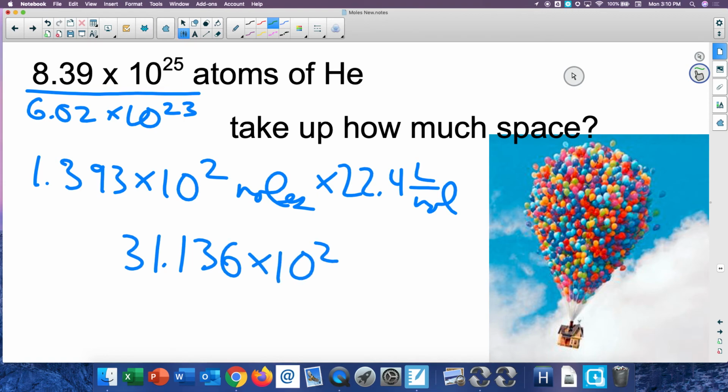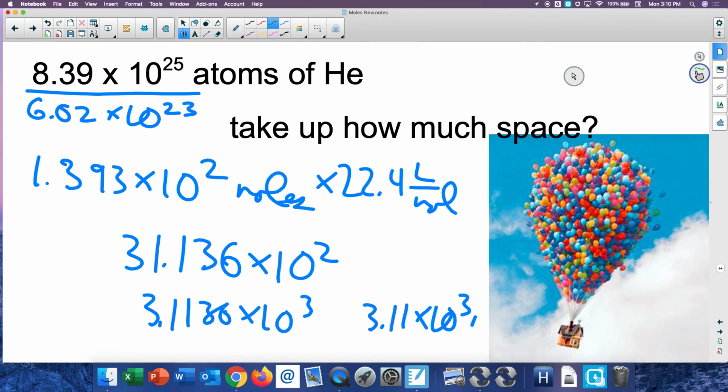Zach, let's make the scientific notation prettier. What's that going to become? Okay. How many sig figs do I have coming in, Gemma? So how many should I have in my final answer? So that should be 3. So what should it be? 3.11 times 10 to the third. Let's not crash the spaceship and write liters afterward.